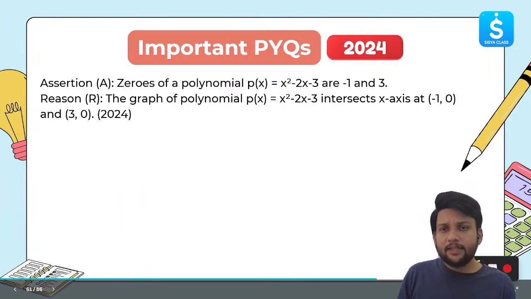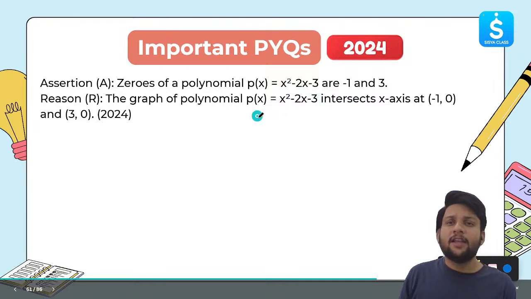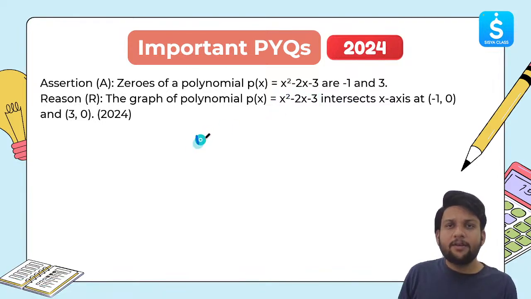Let's see the assertion. We have the zeros of polynomial x square minus 2x minus 3 are minus 1 and 3. Let's put minus 1, what will I get? 1 plus 2 minus 3. That is 0. So minus 1 gives 0, correct.